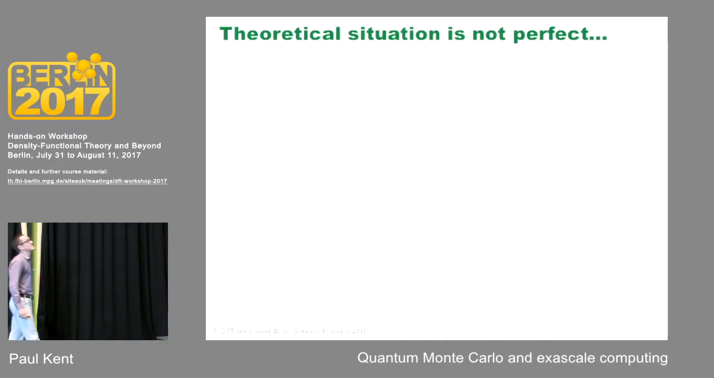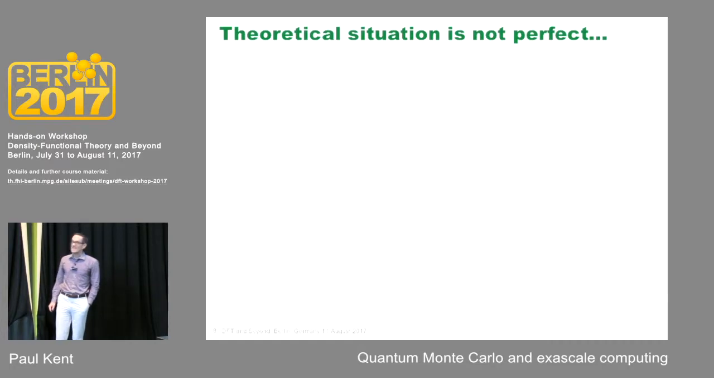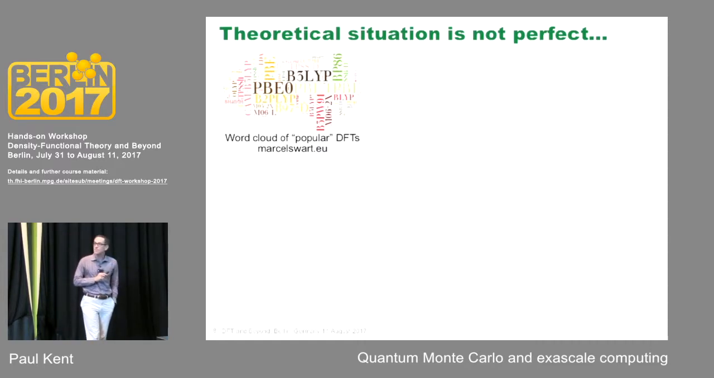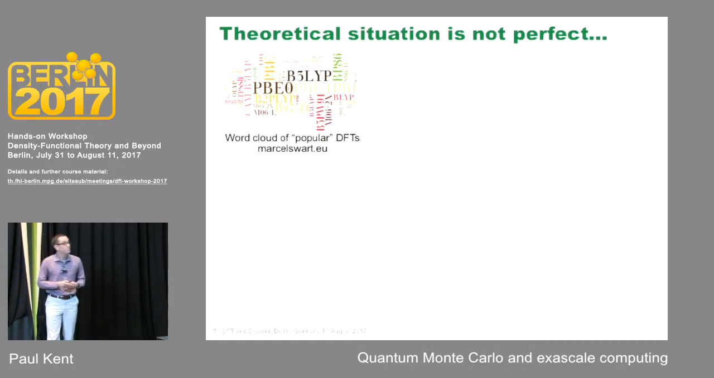Now, of course, the theory situation isn't perfect either. So, of course, there's now this zoo of different density functional theories that we can use out there. This is from Marcel Swart's DFT poll. And of course, for some particular material, perhaps all these functionals are good, perhaps they're all bad, right? We don't necessarily know a priori.